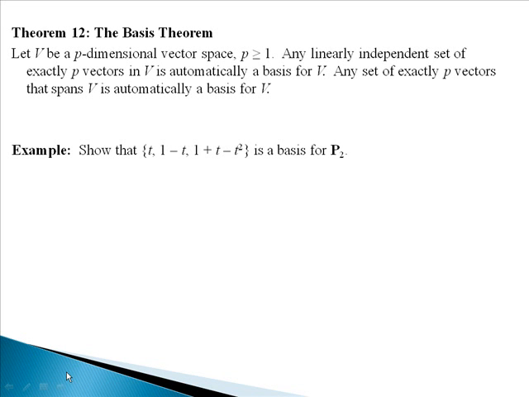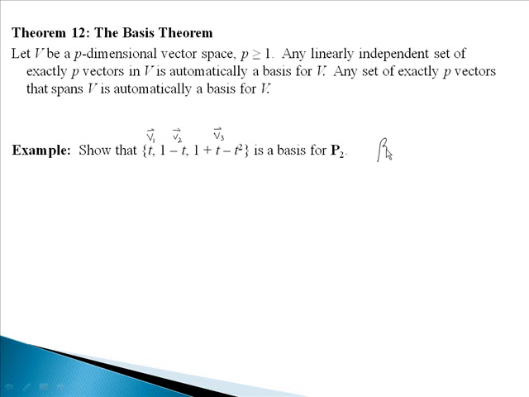So in this example, we want to show that this set here is a basis for P2. So we're going to call this first vector V1. This second vector here is going to be V2. And this third one we're going to call V3.